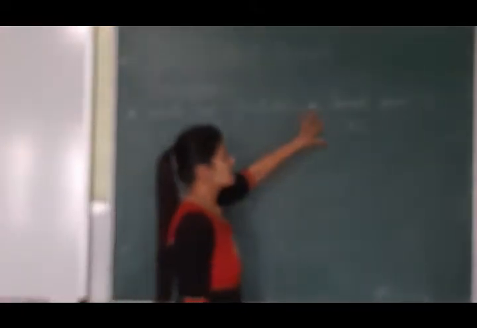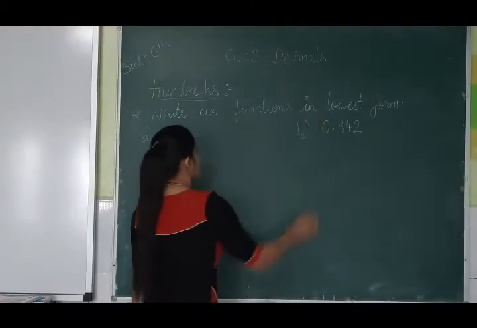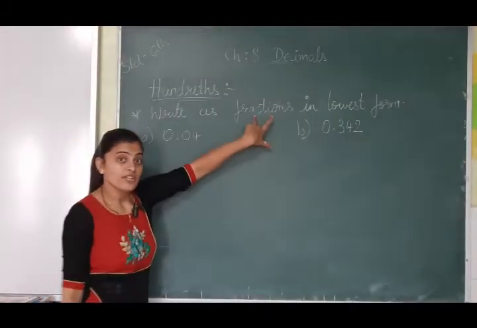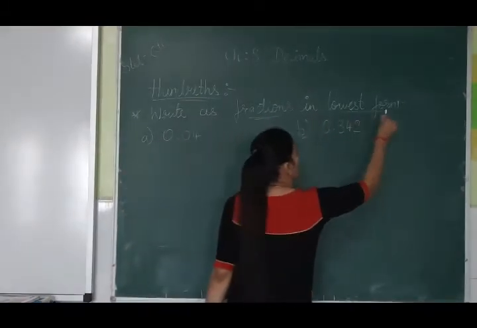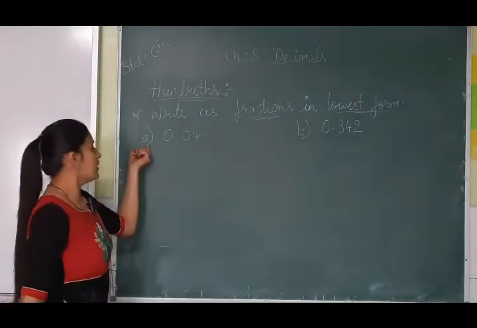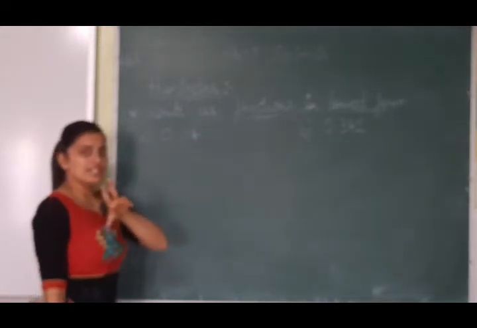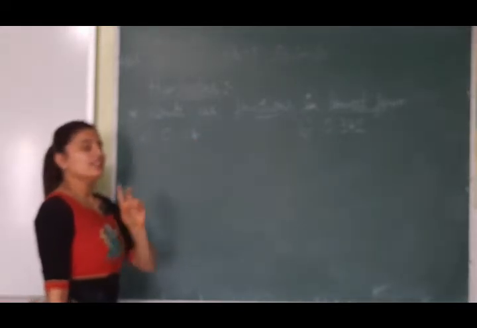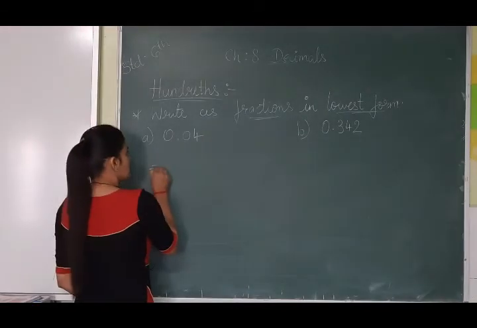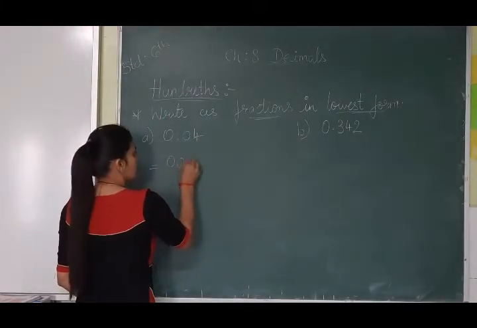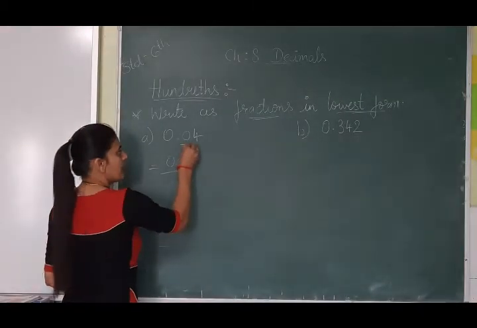Write as fractions in lowest form. Now here decimals are given to you and you have to convert them into fractions, and that also in the lowest form. So here A is 0.04. 0.04 can be written in fraction form as follows. After the point, how many digits are there? 2 digits are there. So how many zeros will be there in the denominator? 2 zeros will be there. So it will be equal to 004 divided by how many? 2 zeros means 100.